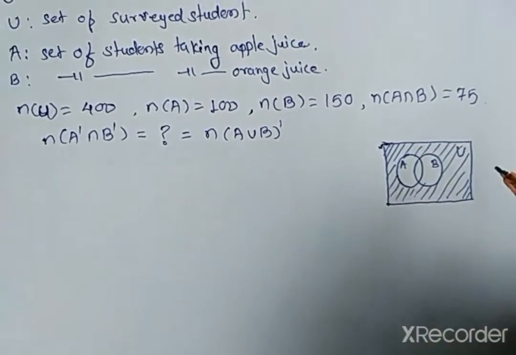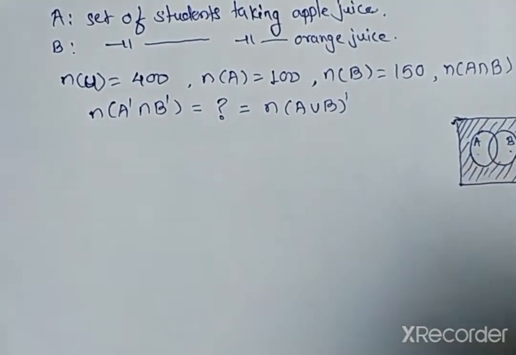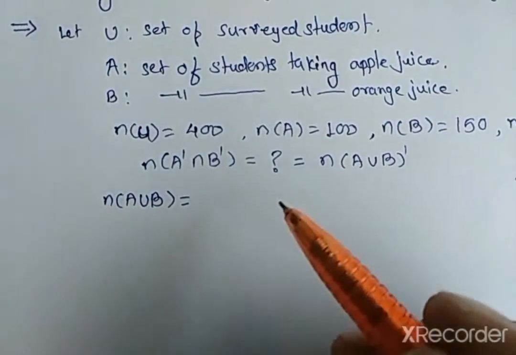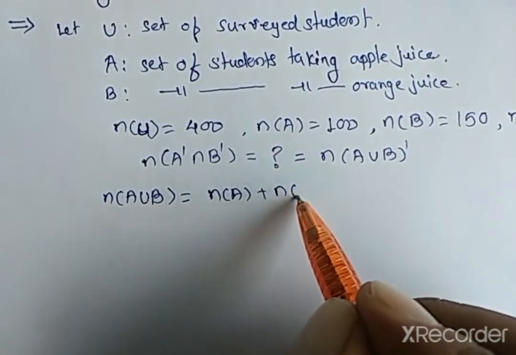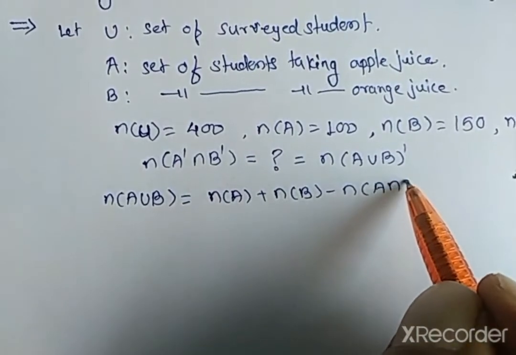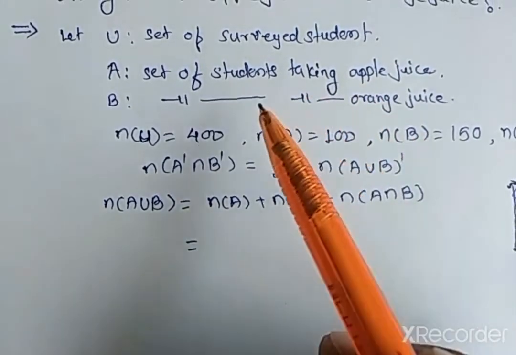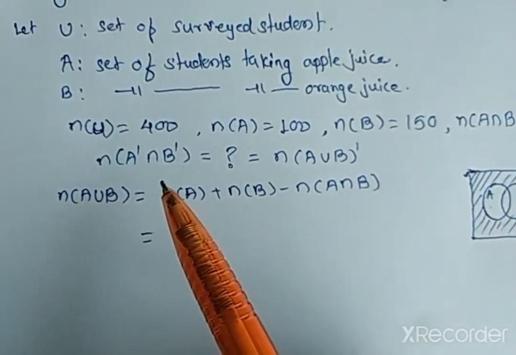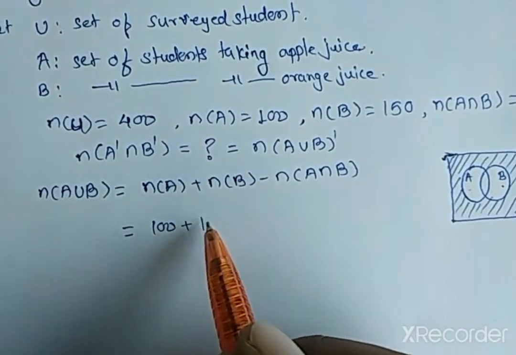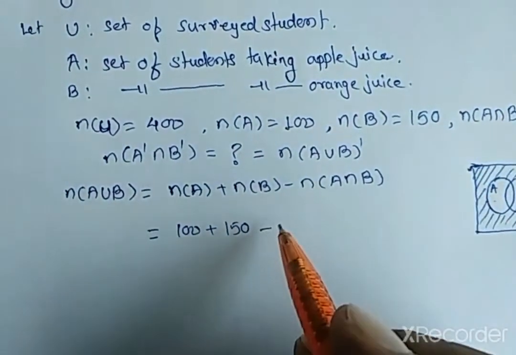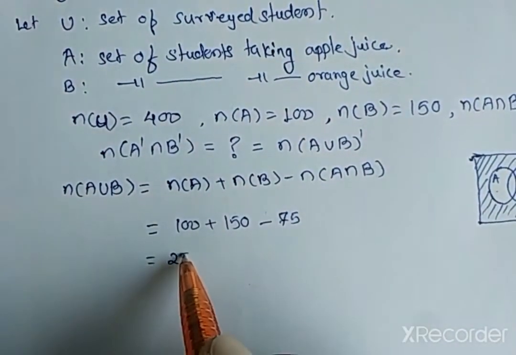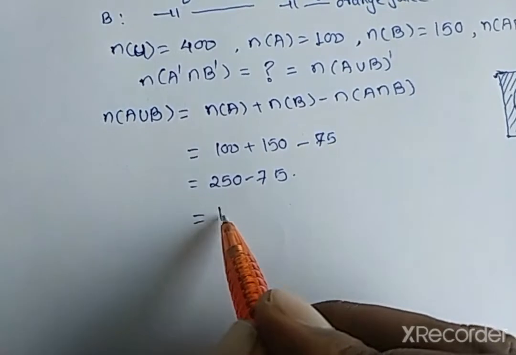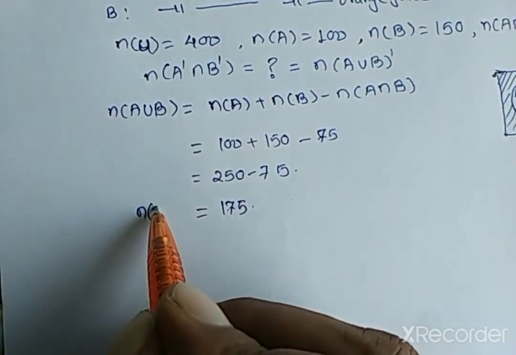So here we first find A union B. n of A union B is equal to n of A plus n of B minus n of A intersection B. That is, 100 plus 150 minus 75, which gives 250 minus 75, which is equal to 175. This is our n of A union B.